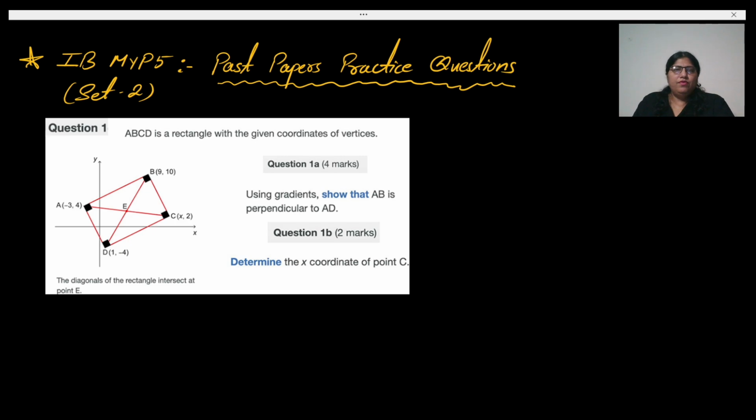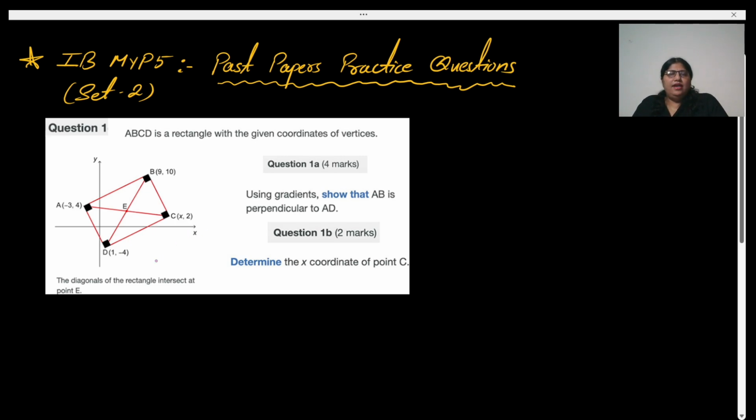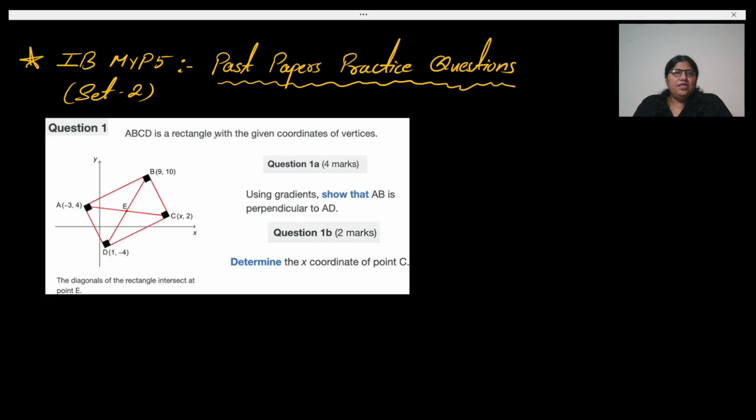So let us start with our first question here. If you see, the question is based on coordinate geometry. Here it says ABCD is a rectangle with the given coordinates of vertices. So you have to remember the properties of a rectangle. In a rectangle, opposite sides are equal and parallel. So this side is parallel to this side, and they are equal. And what are the properties of the diagonals? Diagonals are equal and they bisect each other. So you get the isosceles triangle.